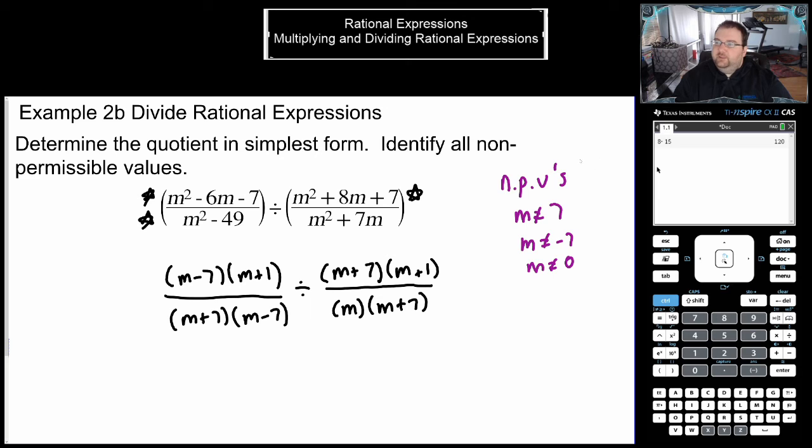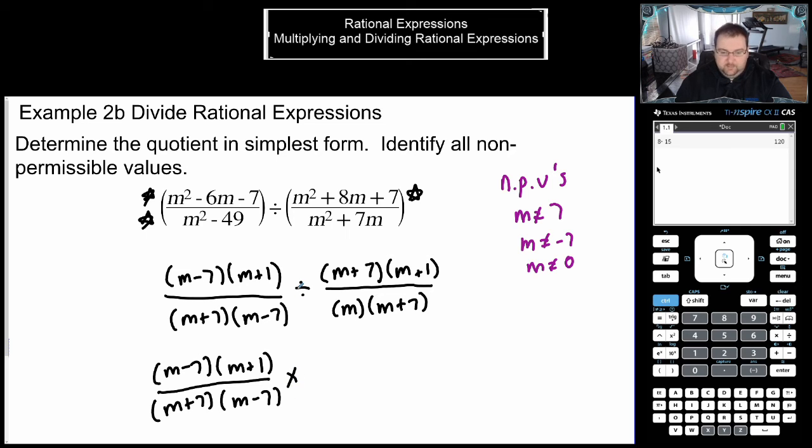Let's multiply by the reciprocal. So your left side stays the same: m minus 7, m plus 1, over m plus 7, m minus 7. Now we're going to multiply, so changing it to multiply and flip it. M on the top with m plus 7 and m plus 7 on the bottom with m plus 1.